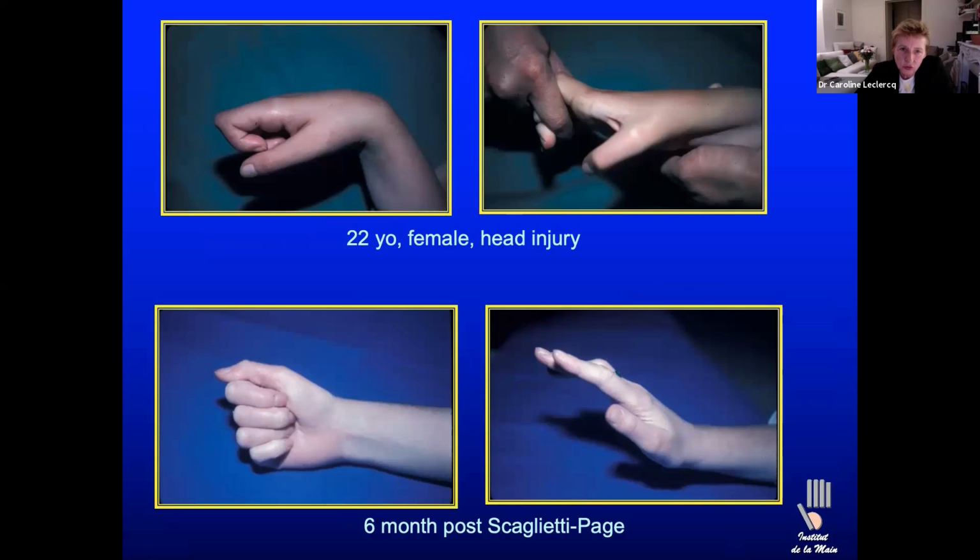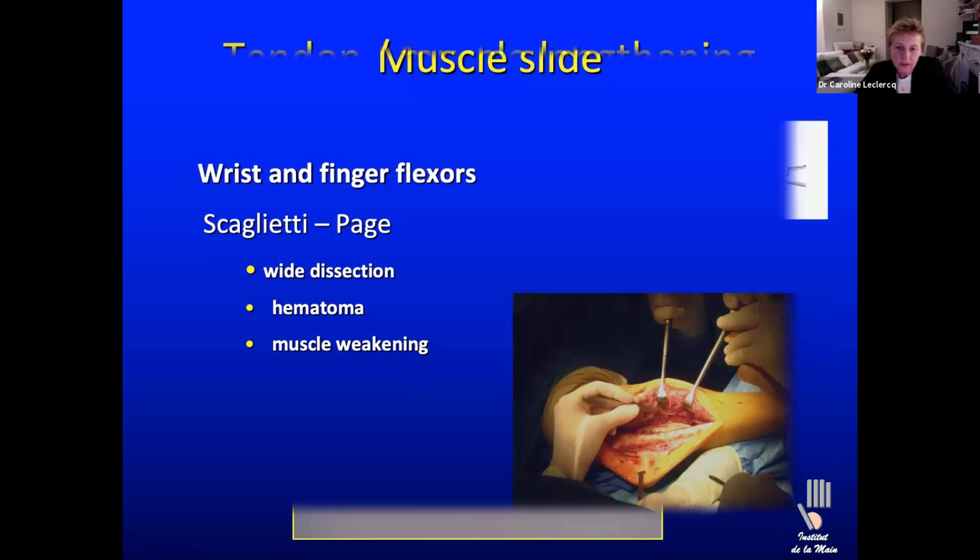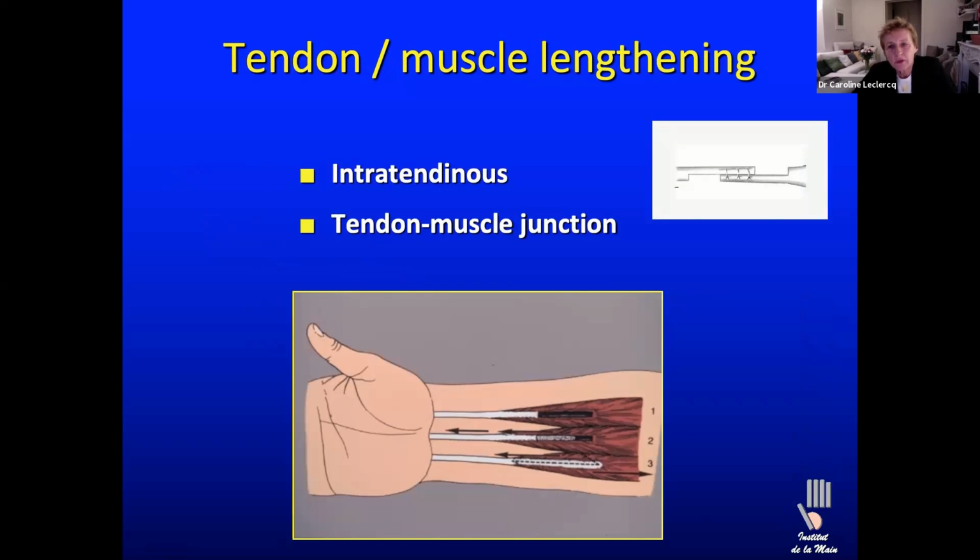This is a head injury, 20-year-old female, and she had both wrist and finger flexor contracture. And you see the excellent result at 6 months post-op. However, this, as we said, is a wide dissection. There is a hematoma. The anterior interosseous artery is at great risk. And there is also, through this technique, muscle weakening. I must say that I myself have pretty much abandoned this technique for spastic cases. And every time this is possible, I prefer to turn to tendon and or muscle lengthening.